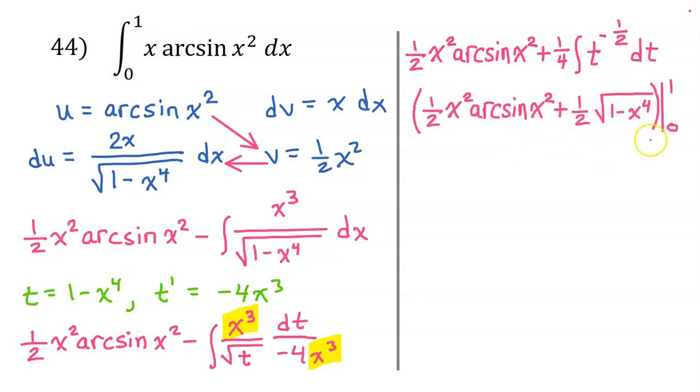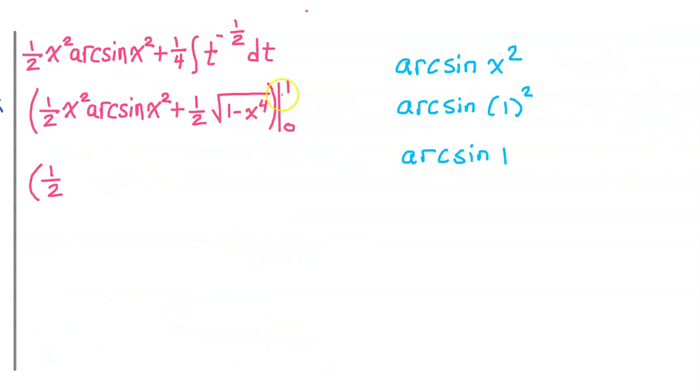This is a definite integral, so instead of putting a plus c, we apply the limits of integration from 0 to 1. So we need to find the value at 1 minus the value at 0. When we put 1 in for x squared, it's just a 1, so we don't have to write anything. Arcsine of x squared becomes arcsine of 1, and we ask ourselves the sine of what angle is equal to 1, and that is pi over 2.